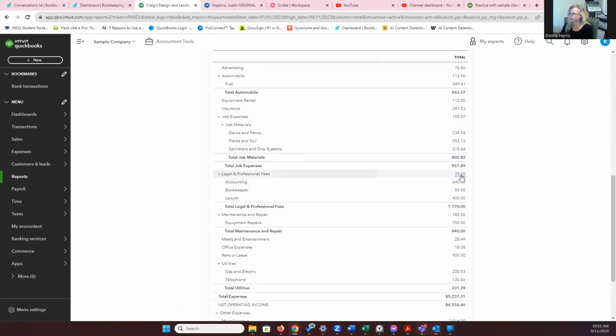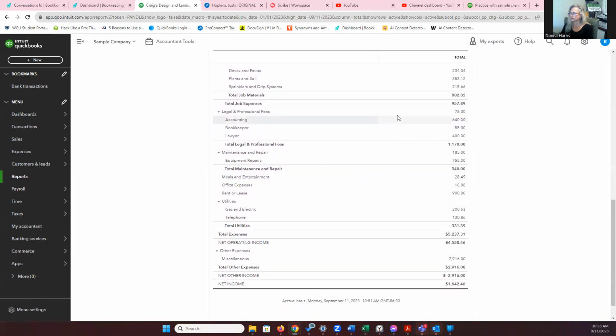And then we have legal and professional fees. There's $75 in other legal and professional fees, $640 to an accountant. That's probably tax preparation. $55 to a bookkeeper, which is ridiculously low for a month, and $400 for an attorney. None of these numbers really make sense in the real world, but that's okay. We'll just go with it. Legal and professional fees is accounting, bookkeeping, and attorneys.